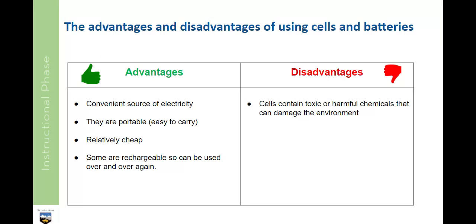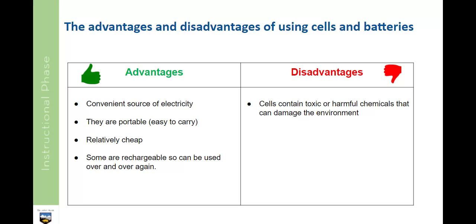So the advantages and disadvantages of using cells and batteries in everyday life. Advantages, the good things about it, is they're really convenient. Oh, I need a battery for my remote control so I don't have to move to turn my Xbox on or my telly on. Let me just go and get some batteries. How convenient, how easy. They are portable, meaning they're easy to move around and easy to transport. They're relatively cheap for what they do. And some are rechargeable, so they can be used over and over again.